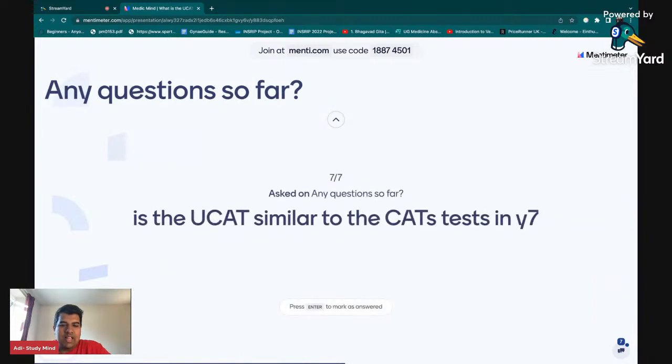Is the UCAT similar to the CAT's test in year 7? Unfortunately, I can't quite answer that question because I didn't do A levels. I did a different system. Sorry about that, but try asking someone on the Medic Mind page. I know there are loads of GCSE and A level tutors on there. You can ask them the question. From what I've heard, the UCAT is quite different from most tests that you come across in GCSE and in school and college, but it could be similar. Not quite sure.